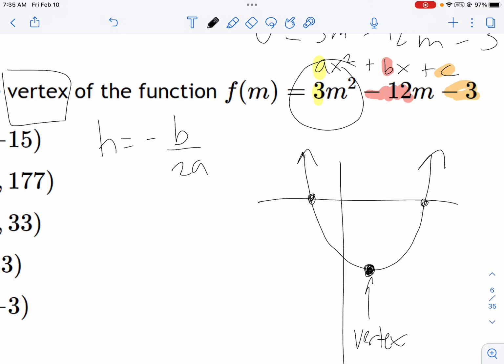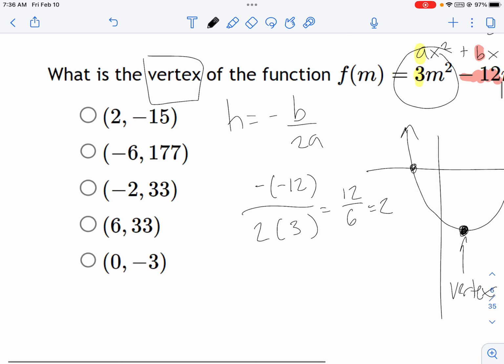Okay, so here our b is negative 12, so negative of negative 12 all over 2 times a, which is 3. Well, negative of a negative is a positive. 2 times 3 is 6, and 12 divided by 6 is 2. Now, at this point, you'll notice there's only one that has a correct x vertex of 2. You don't even have to find the y. You know this one's correct.